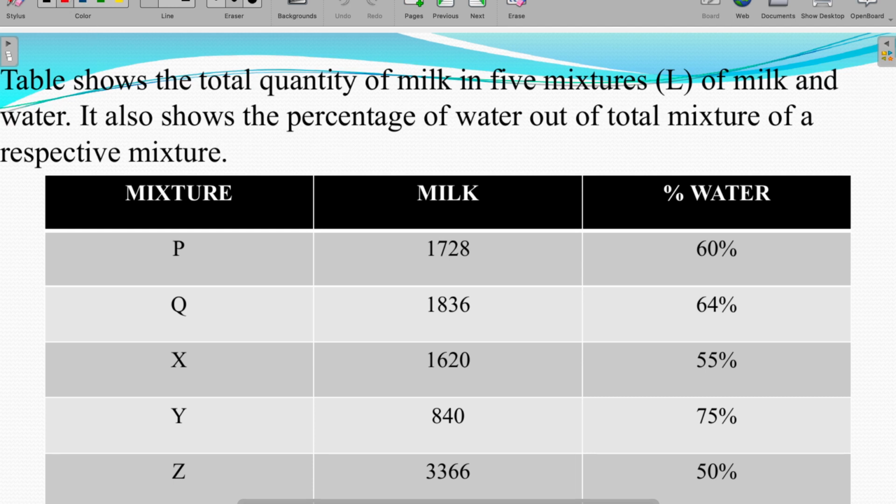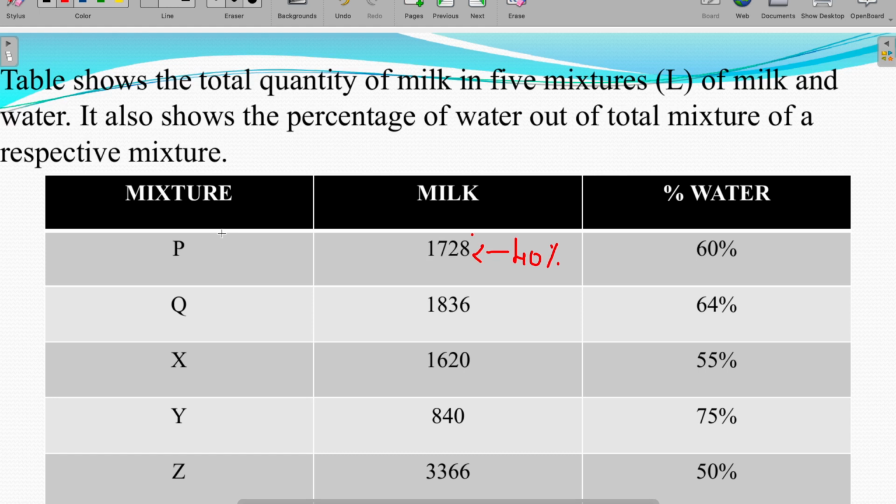Fine. Which means this is the total milk in P. P is one container. In that container we have milk of 1728. Water will be 60% of the total mixture. Tell me, if water is 60%, can I write milk will be 40%? Then I can find out water from milk, or otherwise I can find out the total. How to find it, I will show you, but here we don't want to solve.